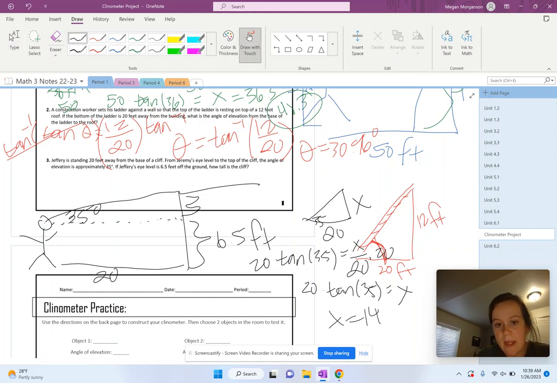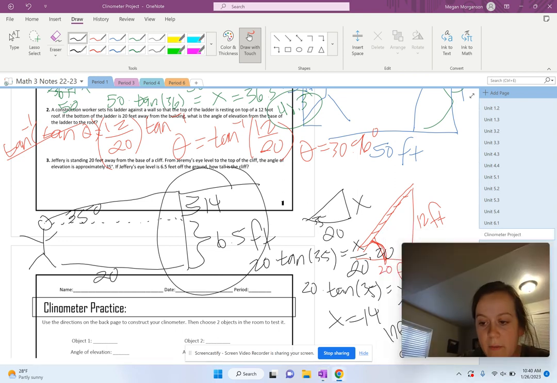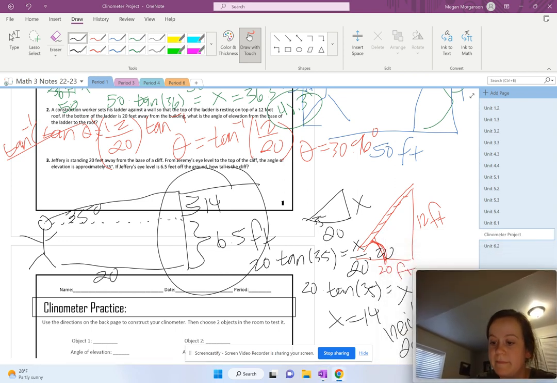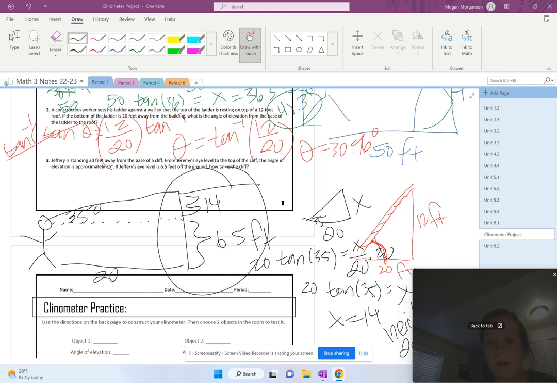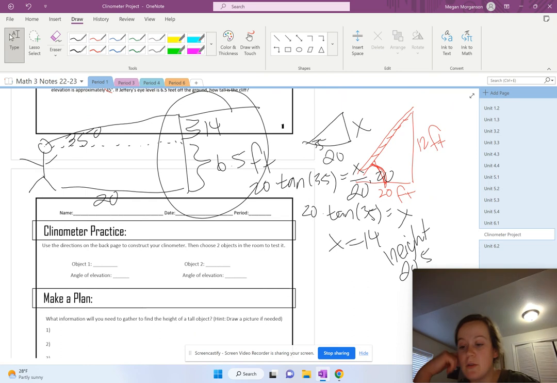Remember again, we've got that 6.5 feet. So the height of the cliff is both the 14 and the 6.5 feet. So we need to add those together, and we get the height is 20.5 feet. Okay. Ooh, that is bigger than it needs to be. And I don't know how to make it smaller, which is fine. Okay. Those are kind of warm-up questions just to get you familiar with how to do this.